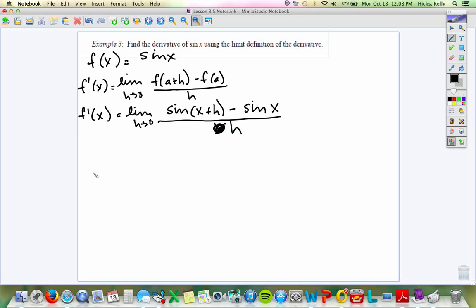I said h and wrote x. H. Okay. So the next thing we need to do is use some trig identities that I'm quite certain no one remembers. So I'm just going to tell you.